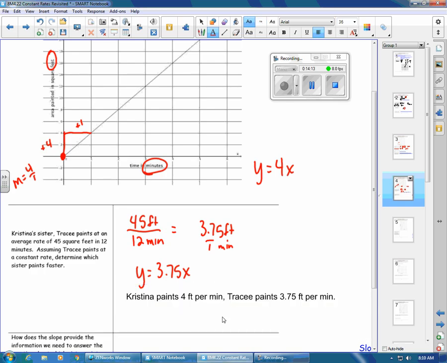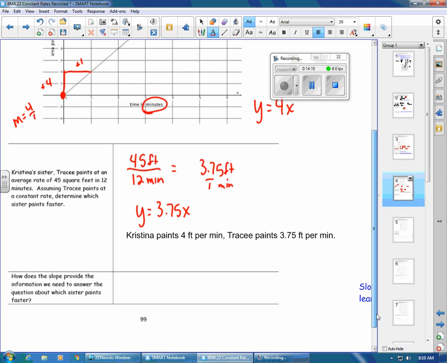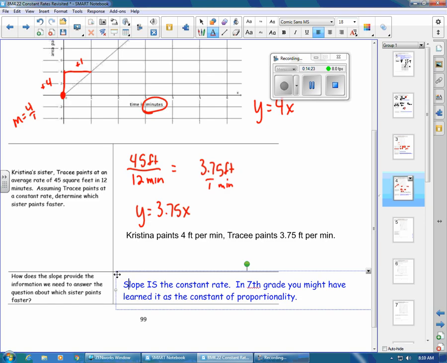So Christina paints faster. How does the slope provide information we need to answer the question about which sister paints faster? The slope is the constant rate. In 7th grade, you learned it as the constant of proportionality. This year, we're learning it as slope, constant rate, constant proportionality. They all mean exactly the same thing.